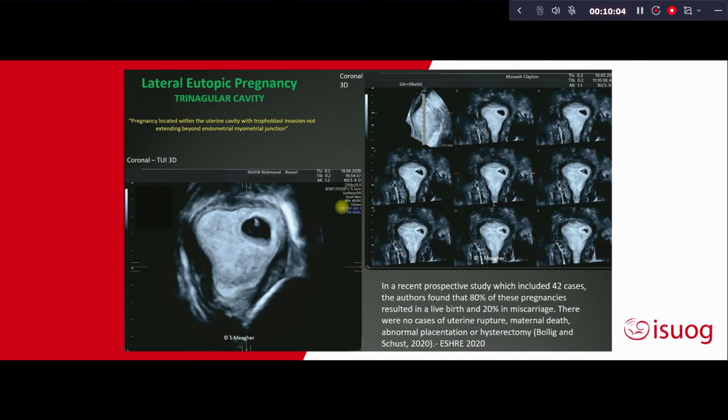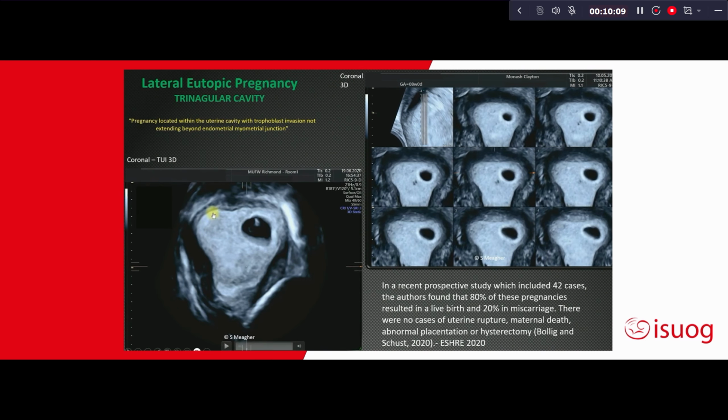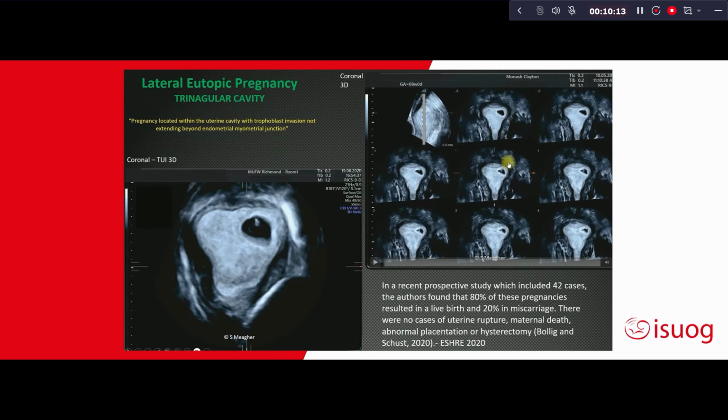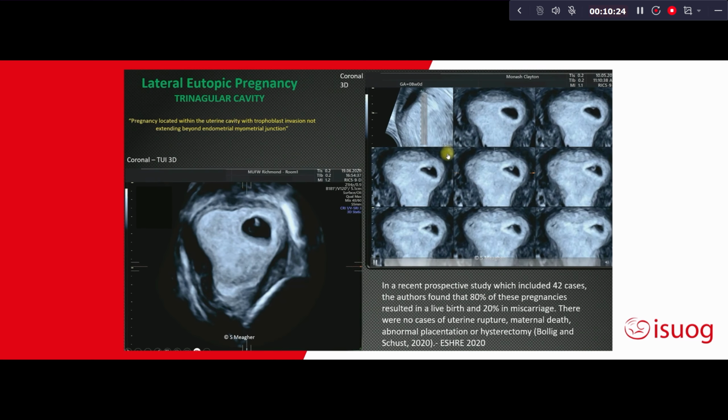I would like to take you through some examples because some can be quite challenging. I don't think any of you would struggle with this. This is a lateral ectopic pregnancy, and with 3D volume contrast imaging, you can see here the trophoblast ring, which is entirely enveloped by the surrounding decidua. This is a lateral ectopic pregnancy.